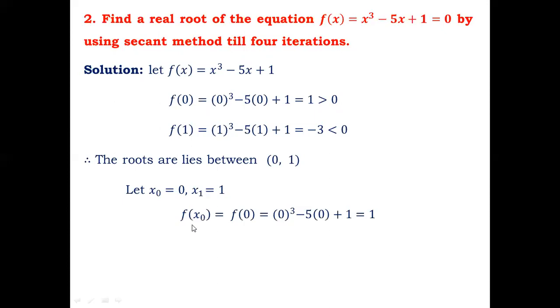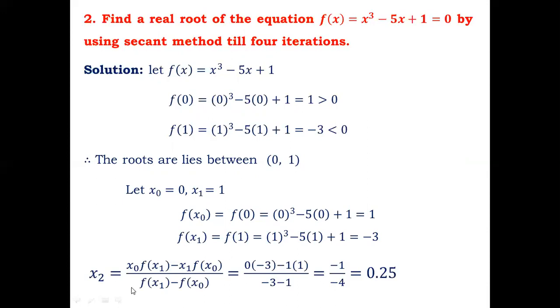Then find f of x0, which is f of 0, equal to 0 cube minus 5 into 0 plus 1, equal to 1. f of x1 is equal to f of 1, equals 1 cube minus 5 into 1 plus 1, equal to minus 3. So these are the values we can substitute in the given equation. f of x0 is 1, f of x1 is minus 3.